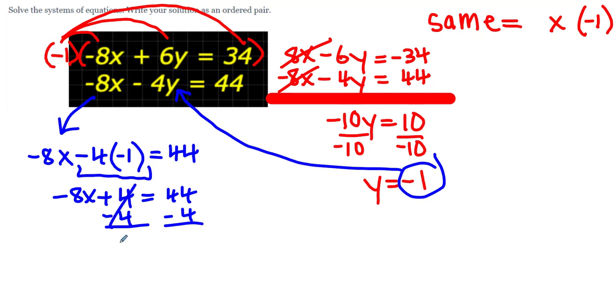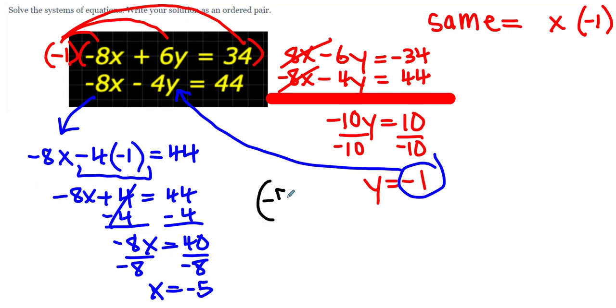Again, those will cancel, they're opposites. Then I have -8x is equal to, let's see, positive 40. And then I'll divide by -8 on each side. And -8 divided by -8 is positive 1. 1 times x is just x. And then 40 divided by -8 is -5. So my x value is -5, and my y value is -1. And that's how you do it.